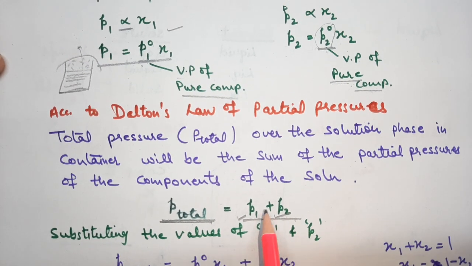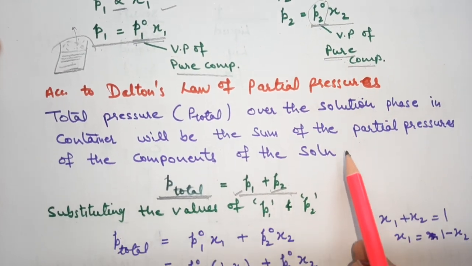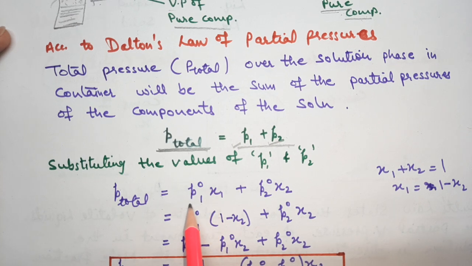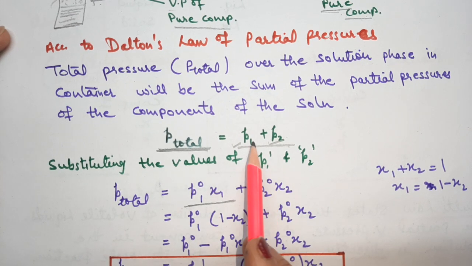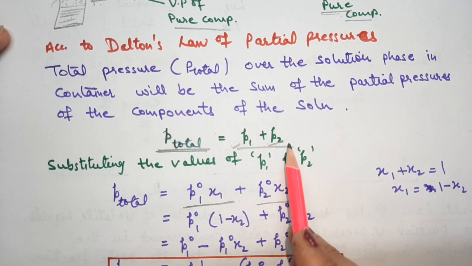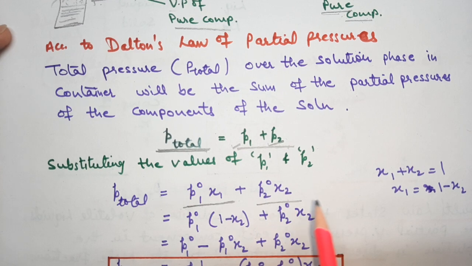If we substitute the value of P1 and the value of P2, we get P total is equal to P1 naught, where we have substituted the value of P1, and P2 naught, where we have substituted the value for P2. So that is P1 naught X1 plus P2 naught X2.